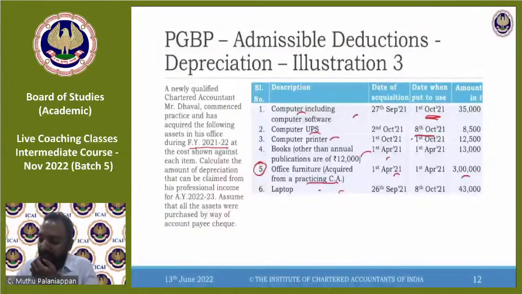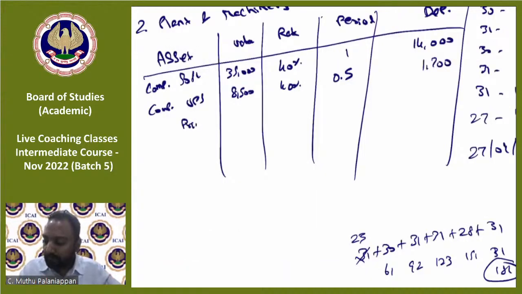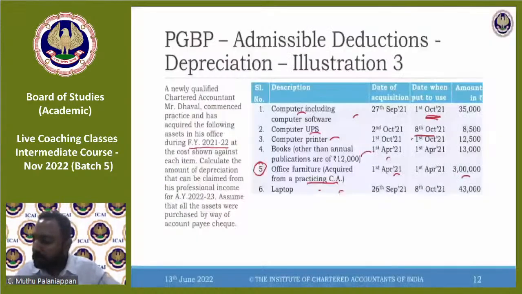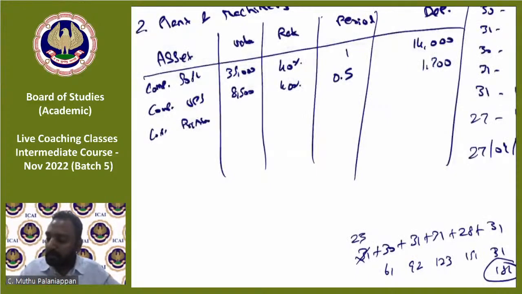The next asset is computer printer. So 1st October is more than 180 days, so you will not worry about it. So it is 12,500. So 12,500 into 40% is 5,000. That is the printer.